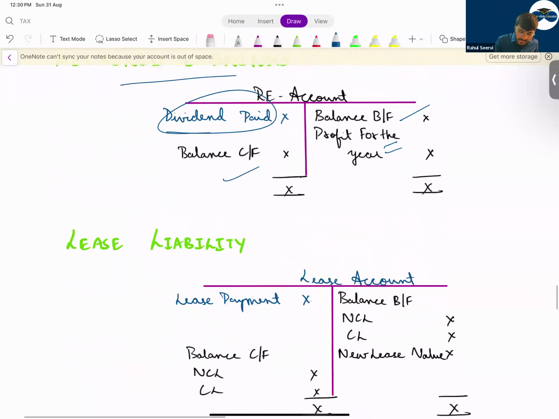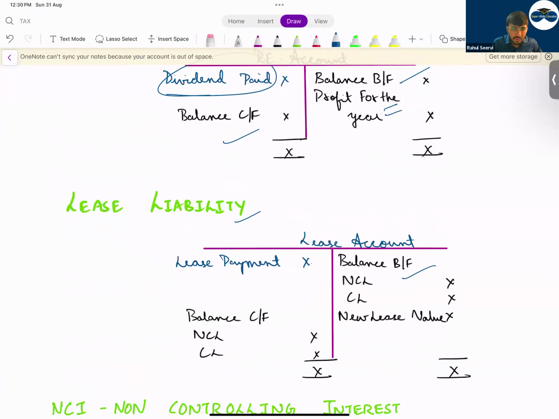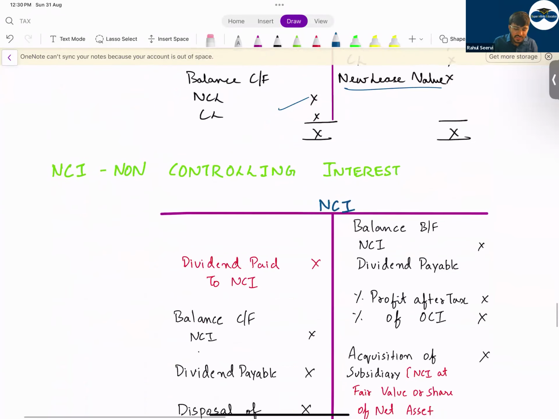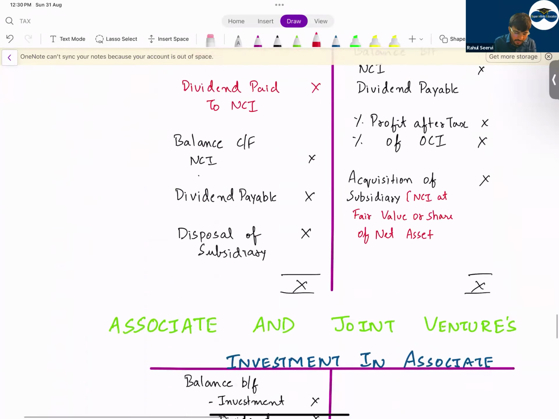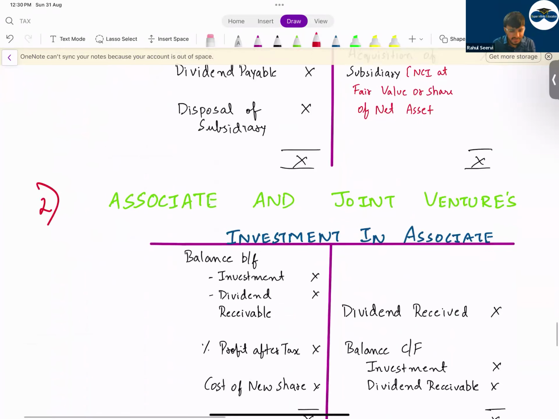Then lease liability. We'll write down the opening balance, closing balance, current and non-current. Then any new leases you will write down, and whatever the difference will be is your lease payment. This will affect your financing category. Then coming to the important adjustments for your SBR, the frequently repeated adjustments.